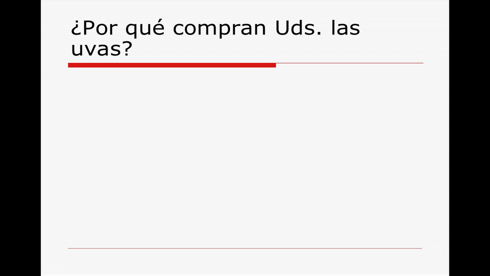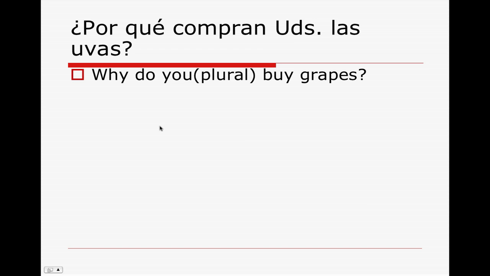The next question says, ¿Por qué compran ustedes las uvas? Again, we start with the question word, ¿por qué? Then we have the verb compran, which is conjugated with the ustedes form. Why do you buy grapes?